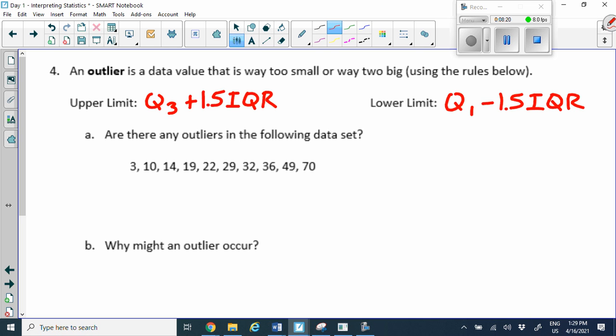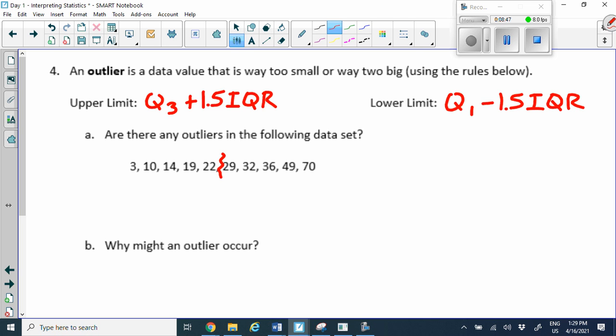We see, are there any outliers in the following data set? Okay, well, the first thing is we got to figure out the median and then figure out our first quartile and third quartile. So it looks like everything is already ordered in chronological order, so we're good to go. Now I'm going to count 1, 2, 3, 4, 5, 6, 7, 8, 9, 10. We got an even amount, so I need to do 5 for my lower, 5 for my upper.